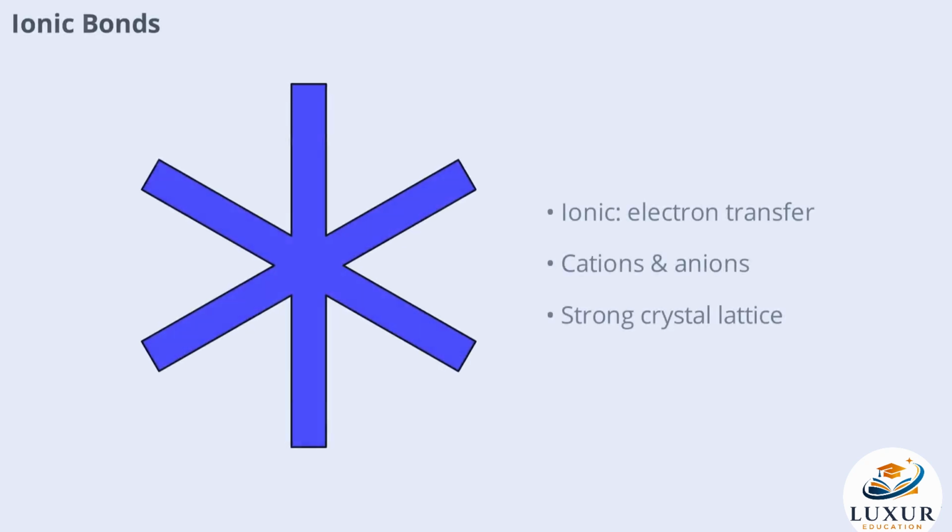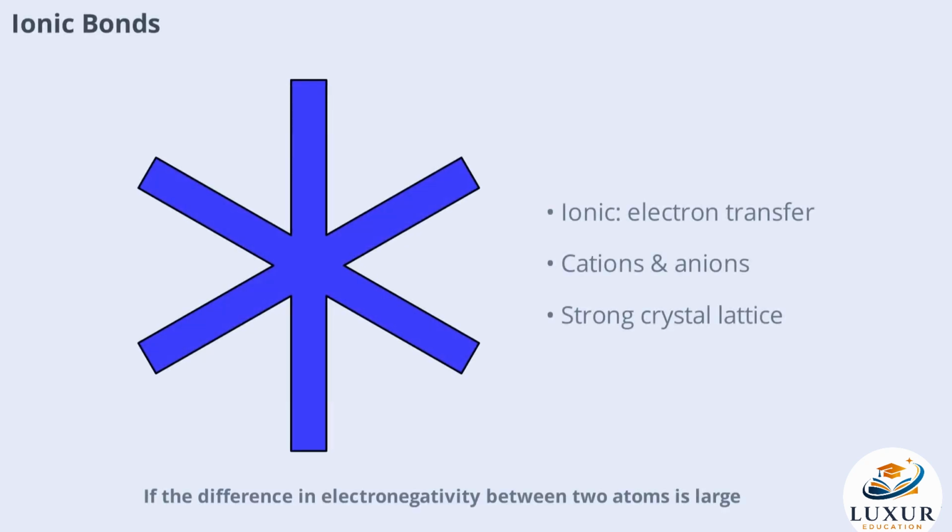If the difference in electronegativity between 2 atoms is large, one atom can completely transfer an electron to the other. This creates ions, one positive cation and one negative anion. The attraction between these oppositely charged ions forms an ionic bond. Table salt, or sodium chloride, is a classic example. Sodium gives up an electron to chlorine, resulting in a strong bond that forms a crystal lattice. Ionic bonds are among the strongest chemical bonds.